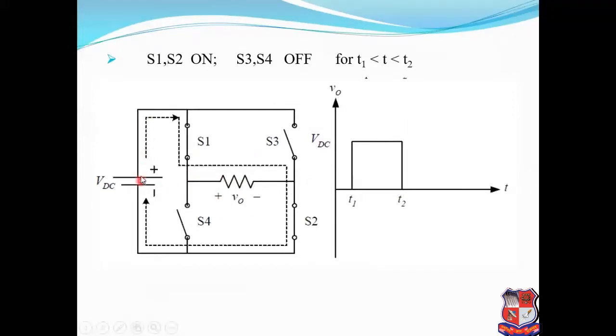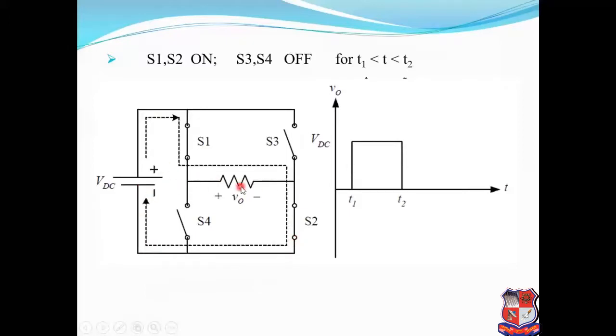Like we can see over here, the direction of current will be from the positive terminal of the VDC to switch S1, to the positive terminal of output voltage VO, and from the negative terminal through switch S2 to the negative terminal of the VDC.